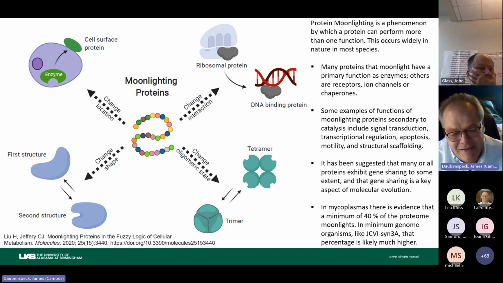Now, there's several ways that this can occur in organisms. The two that I'm going to talk about today are the cell surface, the change in location, so it goes from the cytoplasm to the membrane, and the change in oligomeric state, where it goes from a tetramer to a trimer. And this example that I'm going to use is a favorite protein of mine called enolase, and it is very highly conserved in all organisms. And I'll give you an example in a little bit.